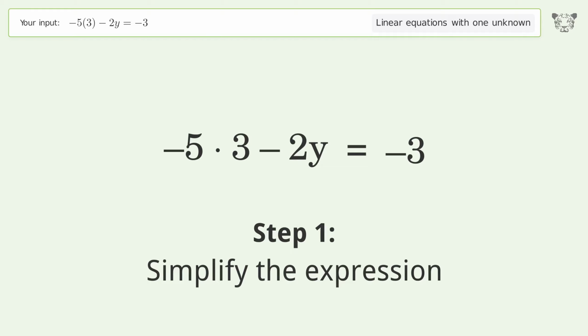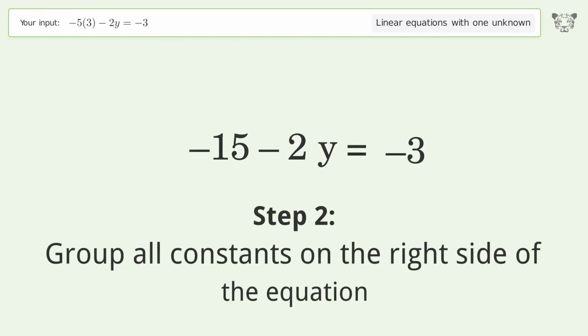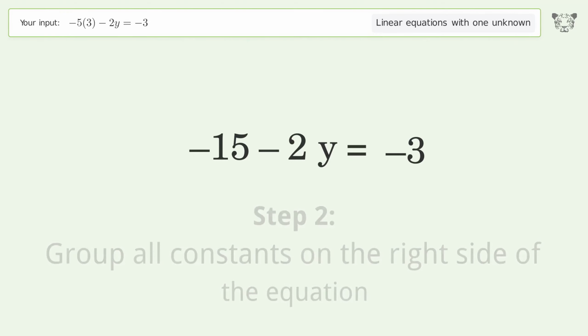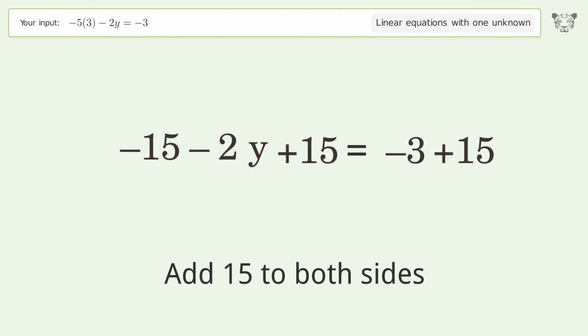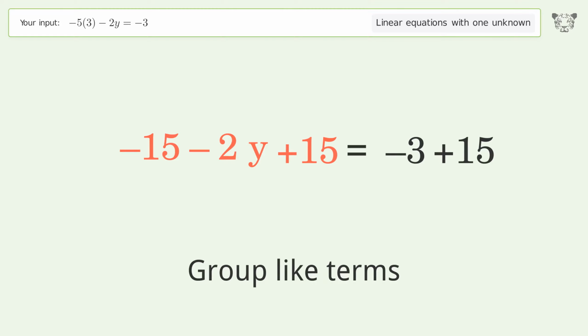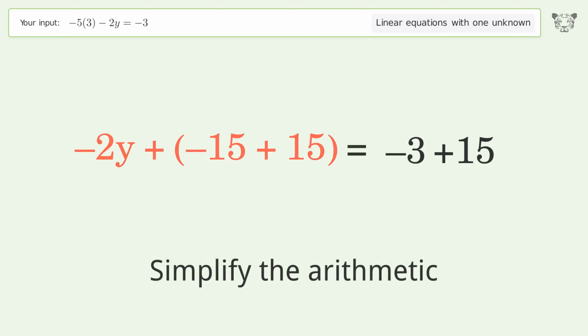Simplify the expression. Group all constants on the right side of the equation. Add 15 to both sides. Group like terms. Simplify the arithmetic.